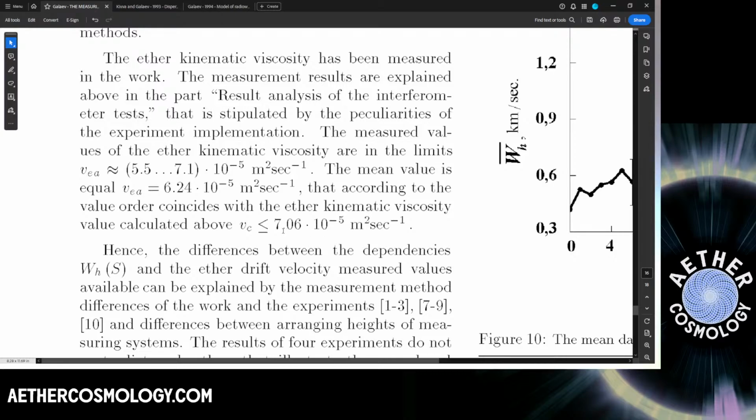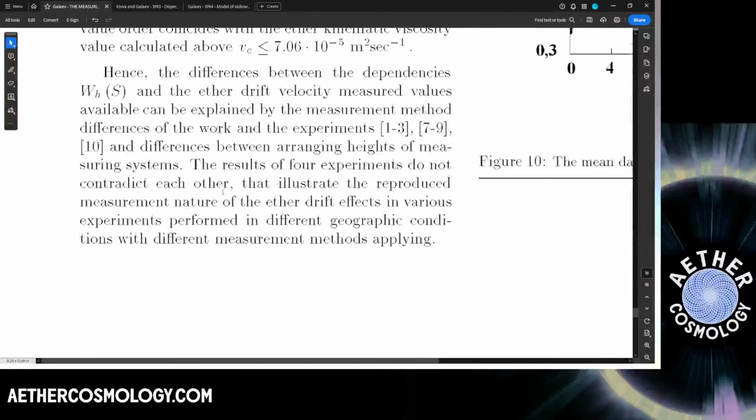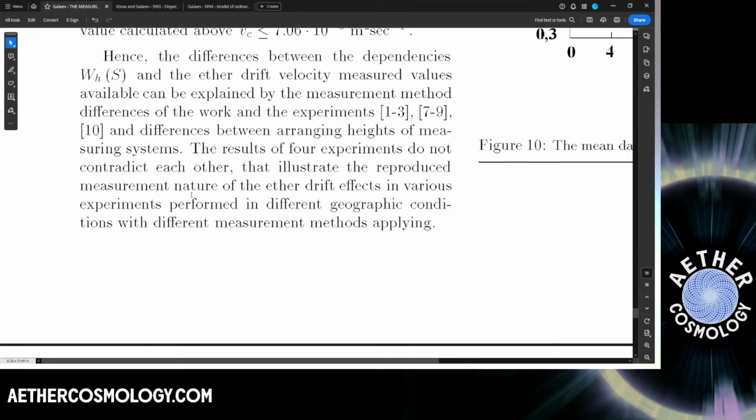ν_C is greater than or equal to 7.06 times 10 to the negative 5 meters squared per second. Hence, the differences between the dependencies of ether wind on sidereal time and the ether drift velocity measured values available can be explained by the measurement method differences of the work and the experiments 1 through 3, 7 through 9, and 10, and differences between arranging heights of measuring systems. The results of 4 experiments do not contradict each other, which illustrates the reproduced measurement nature of the ether drift effects in various experiments performed in different geographical conditions with different measurement methods applied.